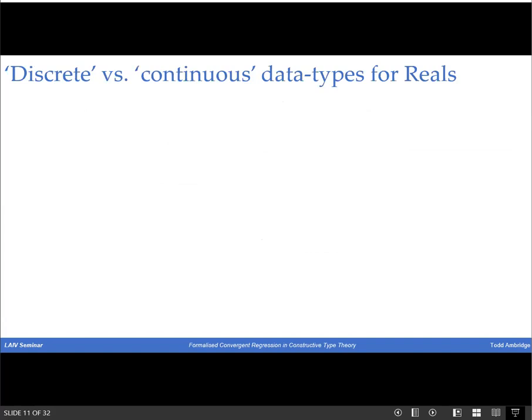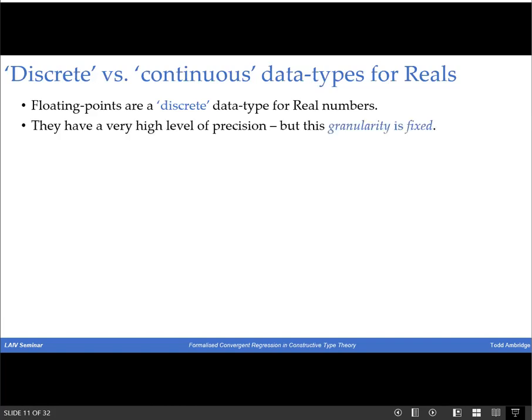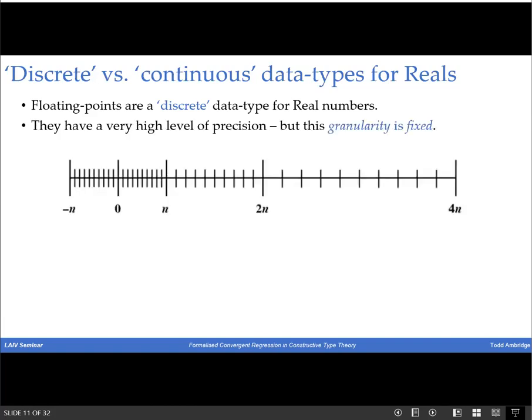So when we say real numbers, we're very interested in what specific computational representation we're talking about. Obviously floating points are the usually utilized representation, and I would label these as a discrete data type for reals. What I mean by this is that they have a very high level of precision of the real line, but this granularity of the real line is fixed. We can't subdivide it forever. We get to a point where 0.1 doesn't equal 0.1, and we can't get any closer to 0.1.